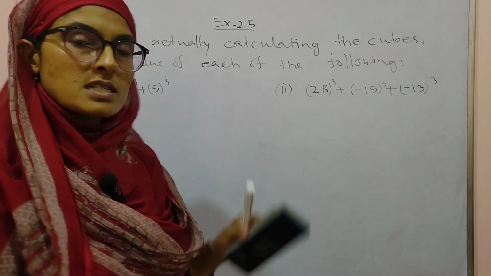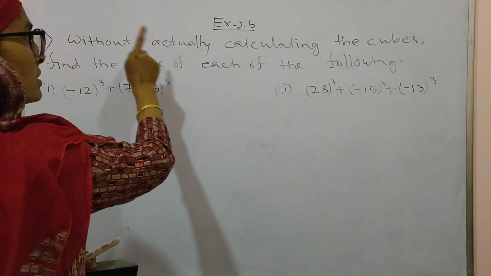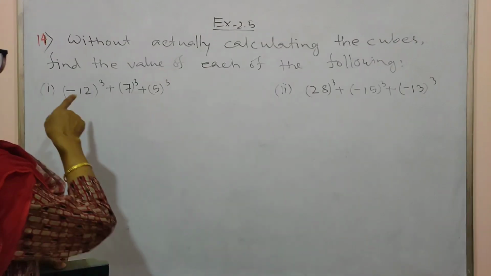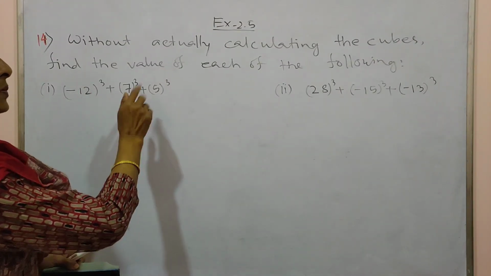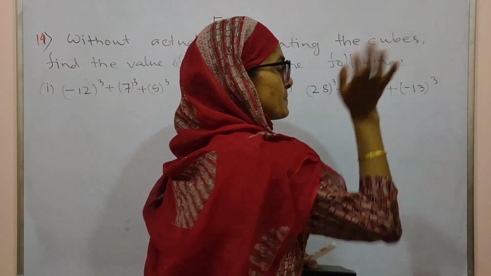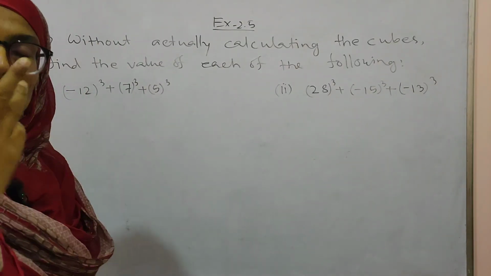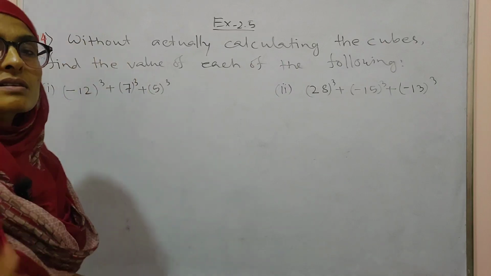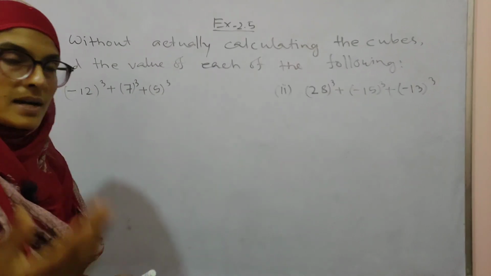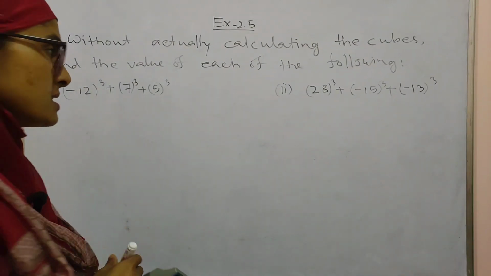Today I am going to discuss exercise 2.5 from question number 14. Here, without actually calculating the cubes, find the value of each of the following. Number 1, minus 12 cube plus 7 cube plus 5 cube. And number 2, 28 cube minus 15 cube plus minus 13 cube. If you multiply 12 three times, and 7 three times, and 5 three times, and add, then you will get the answer. But here it is given without actually calculating, so you have to use the identities.